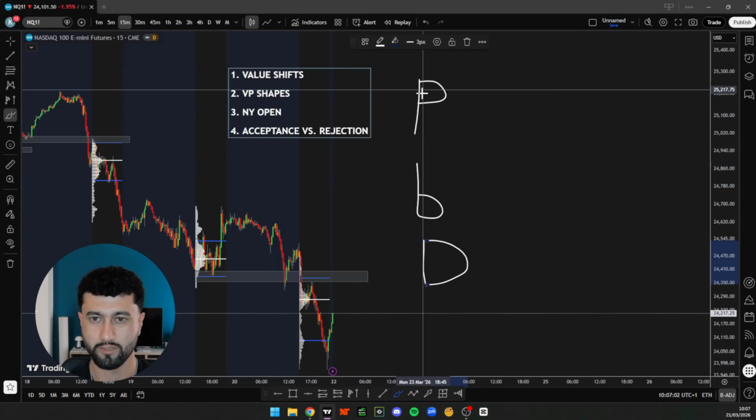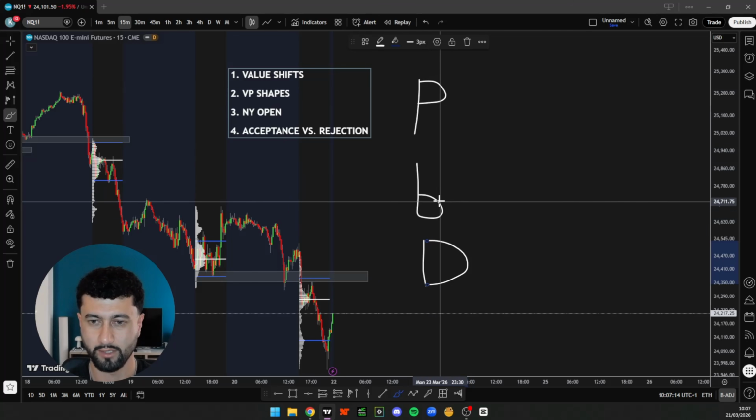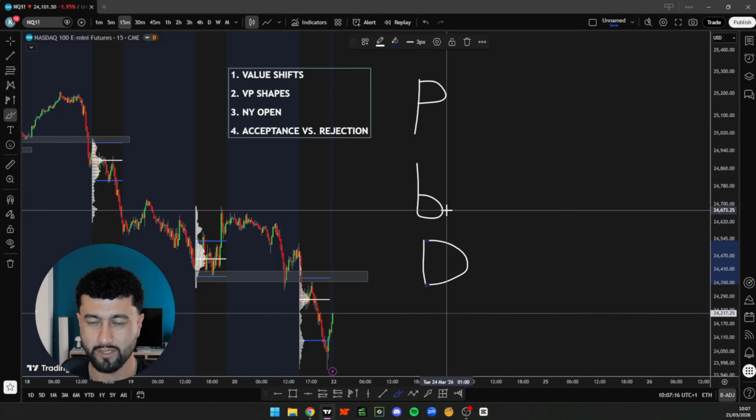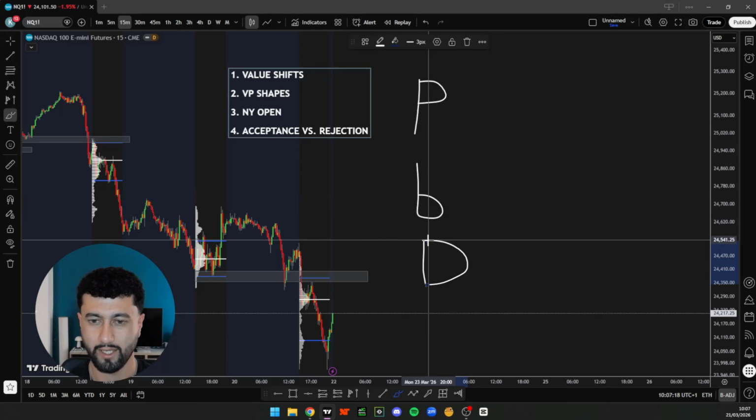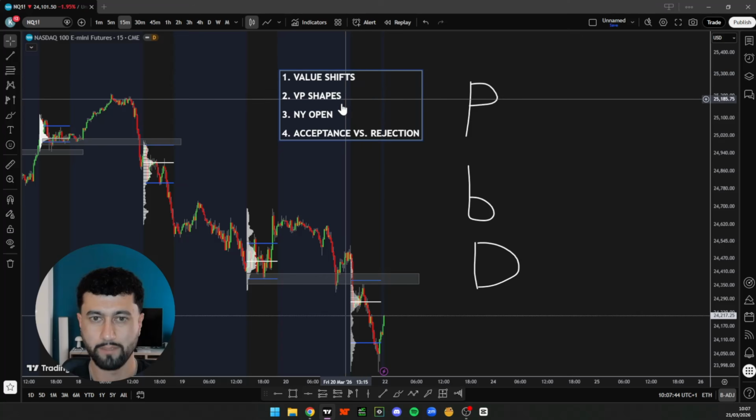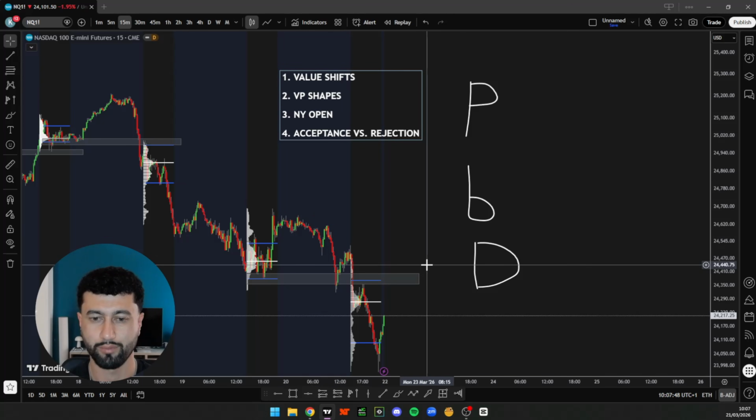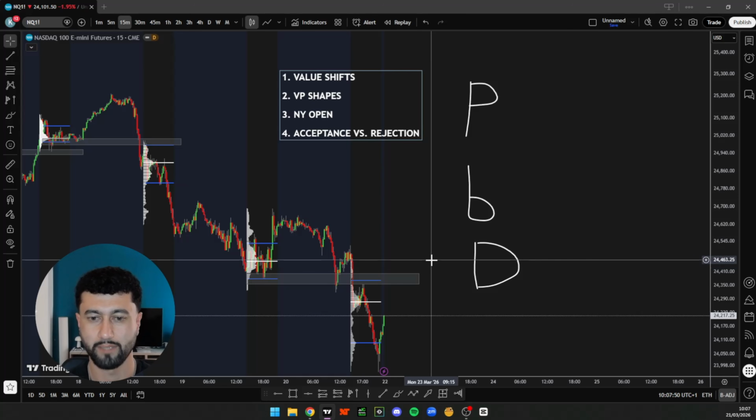A P shape just means that there has been more volume and more pressure to the upside, showing buyers were more in control. A B shape is the opposite. Pressure and volume was more to the downside, sellers were more in control. And a D-shaped volume profile is more of a balanced market where buyers and sellers were usually on an equal level of contract sizes. Keeping these two things in mind, value shifts and volume profile shapes, you can already have a pretty good idea of where the market might be headed for the next session.